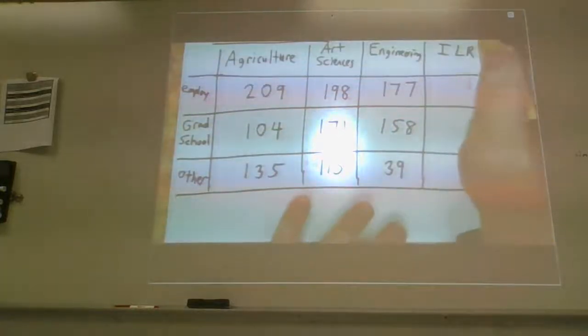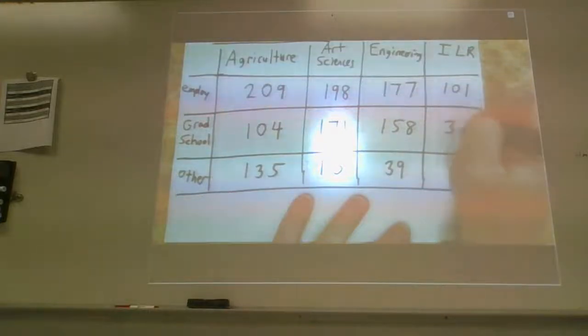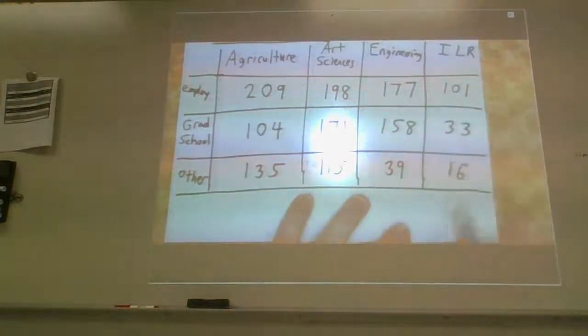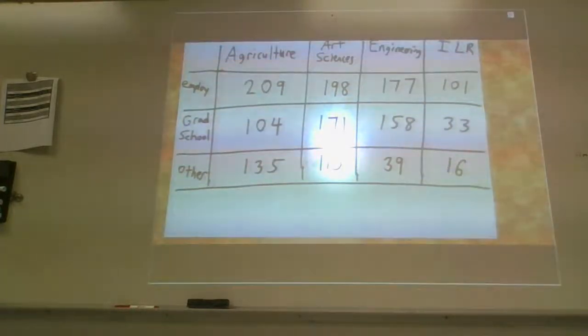In ILR, which now it's bugging me that I don't know what it stands for, 101, 33, and 16. I'm going to look it up real quick. Now, you could take a look at this chart, and you could come to some basic conclusions. When I say basic conclusions, I mean the type of conclusions that you don't really have evidence to back up at the moment.